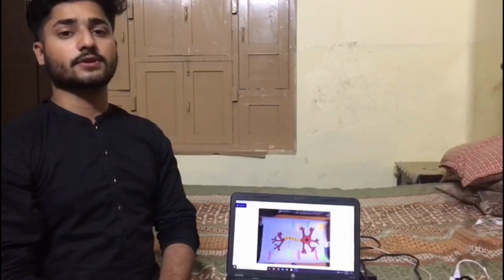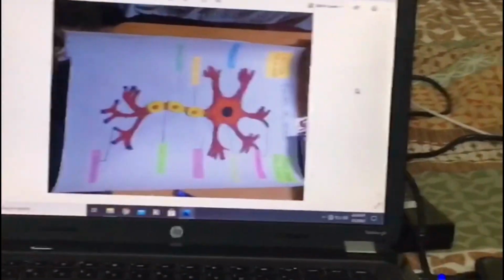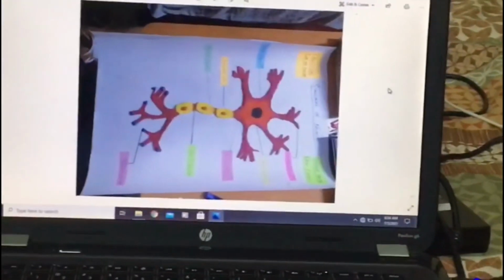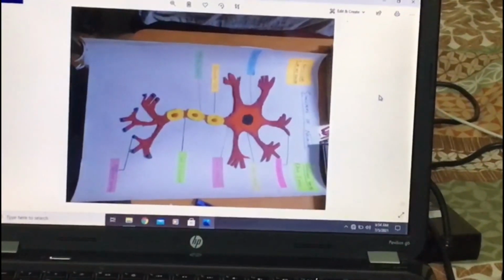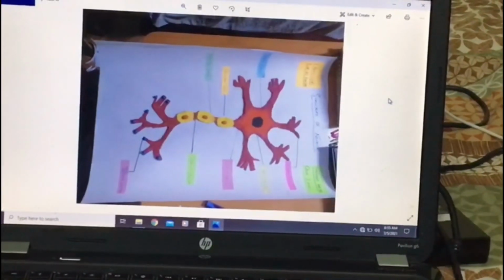Today my topic is the structure of the neuron. In the structure of the neuron, there are two parts, the cell body and the axon part. The cell body consists of cytoplasm and dendrites. The cytoplasm also contains a nucleus.